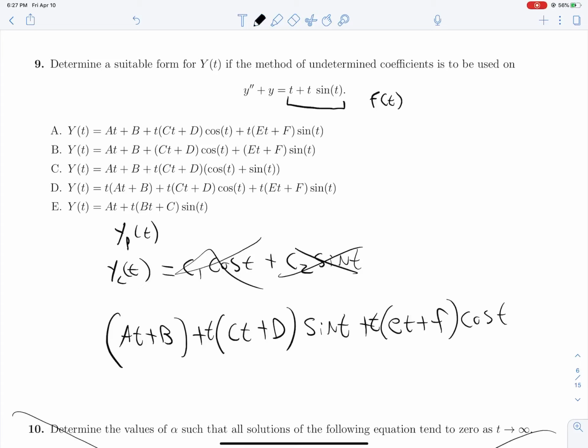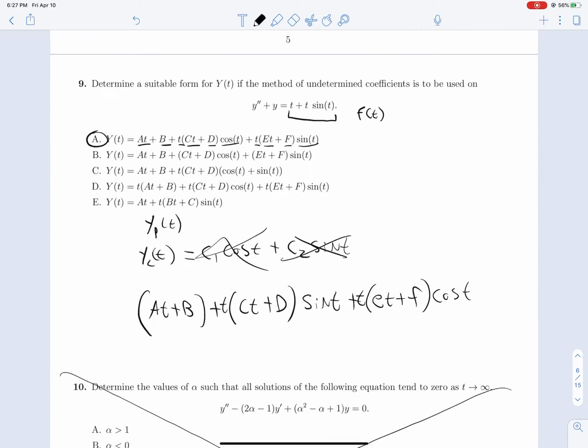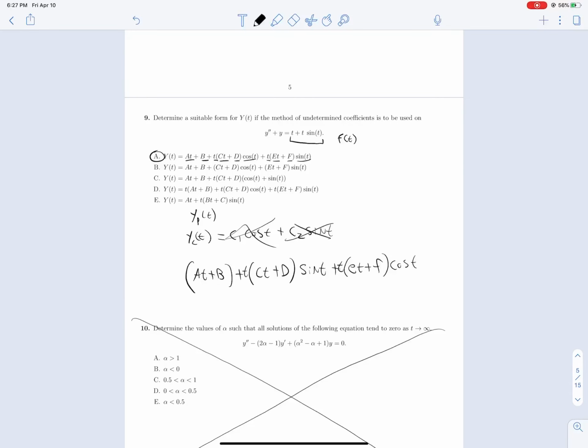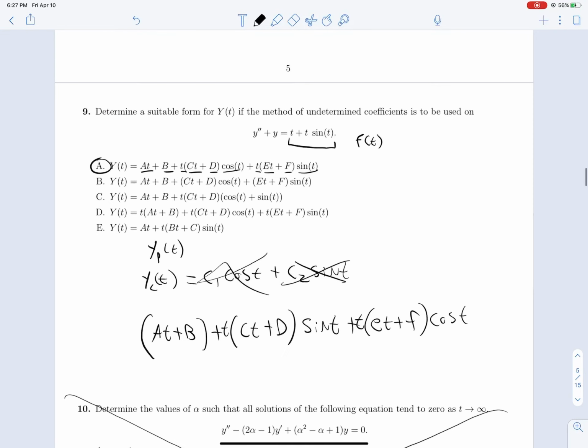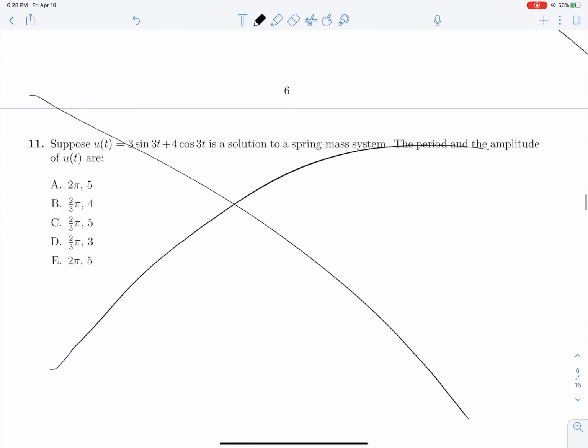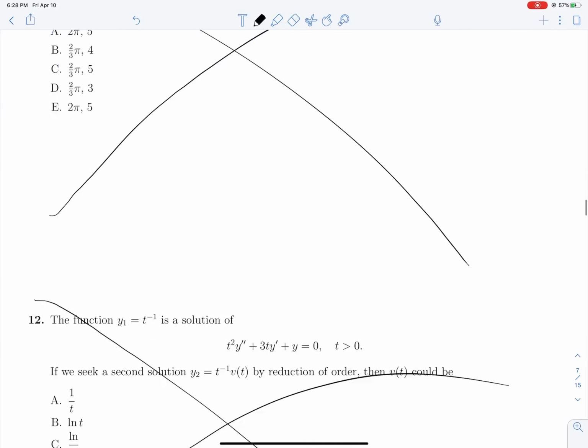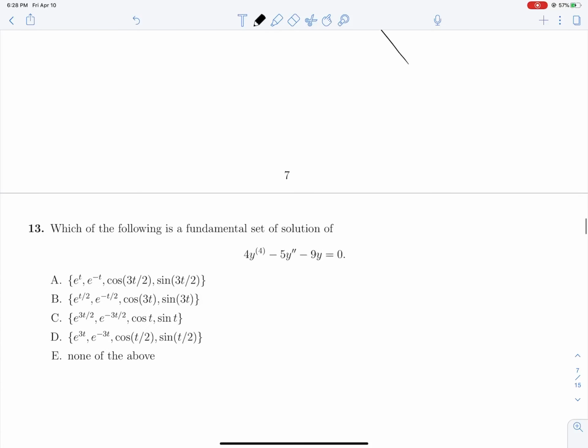And by doing so, we get rid of that issue. And so as a result, we have our at plus b, t times ct plus d cosine plus t times et plus f sine. And so A is our correct answer for number 9. There we go. Skipping a couple that are all midterm 1 related.